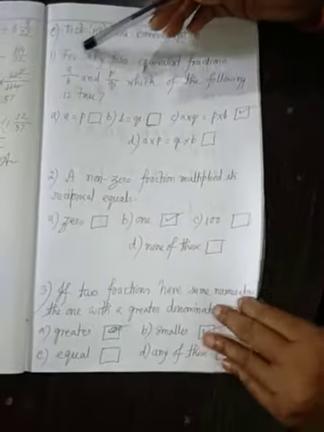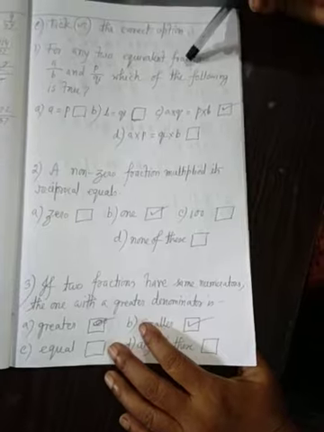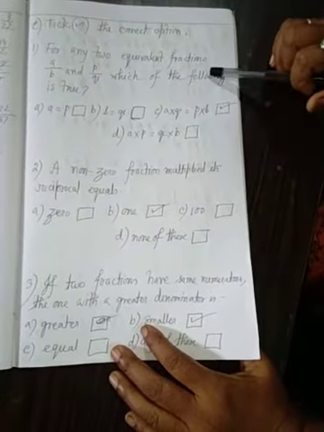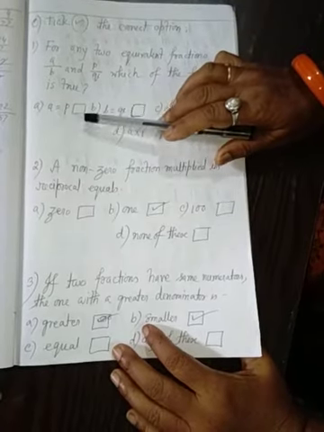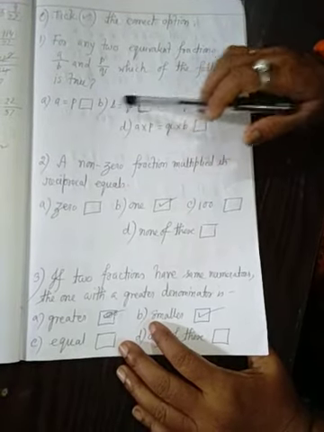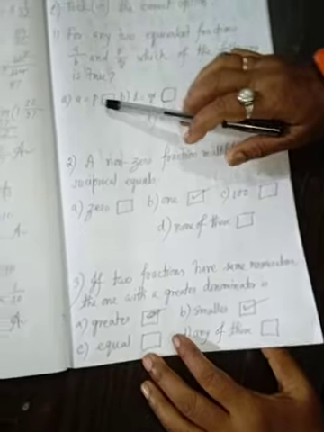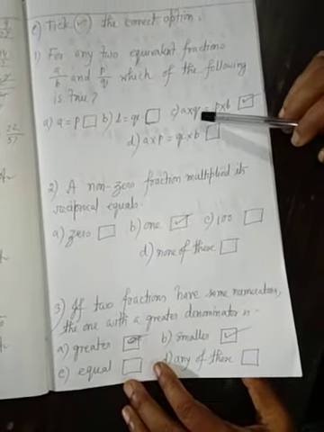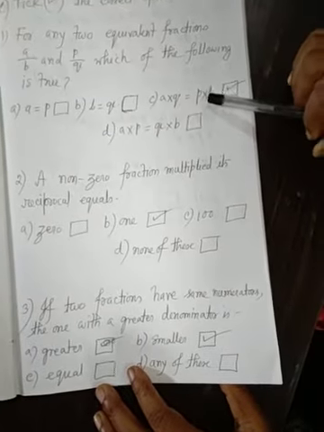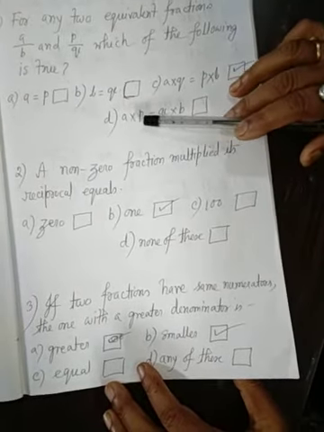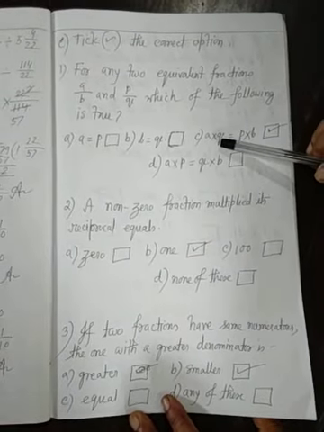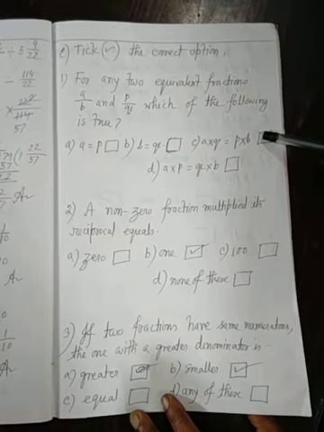Now C. Tick the correct option. 1. For any two equivalent fractions A by B and P by Q, which of the following is true? A number: A equal to P, B number: B equal to Q, C number: A into Q equal to P into B, D number: A into P equal to Q into B. So C number is correct.